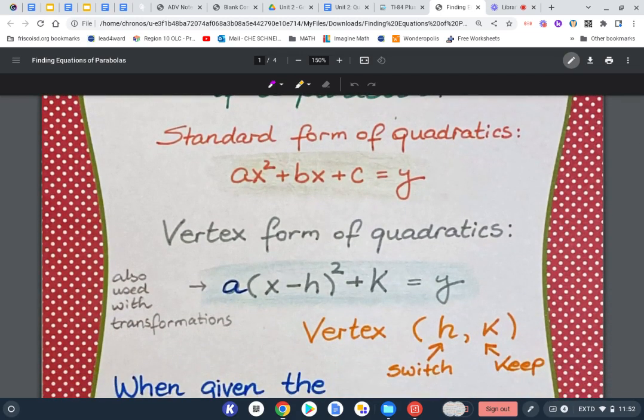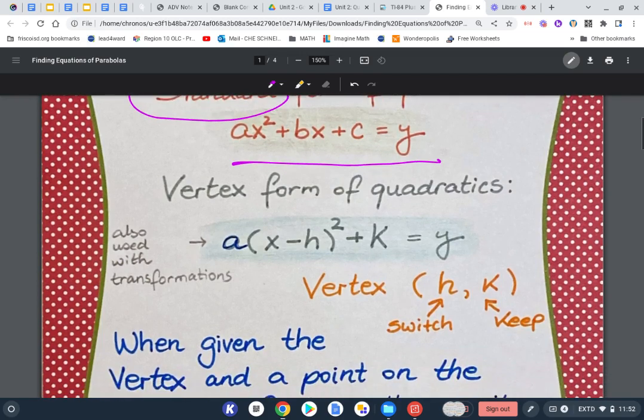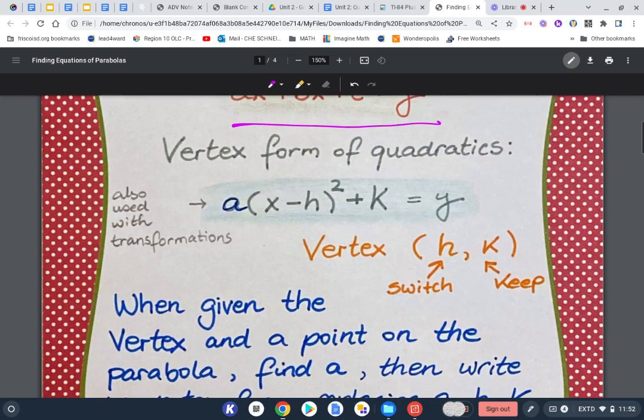So let's see. First of all, you need to distinguish between the different forms of a quadratic function. If it's given in standard form, like it says here, standard form, you have this to deal with: ax squared plus bx plus c equals y. If it's given in vertex form, all of these forms you want to know by heart. This is what it's going to look like.